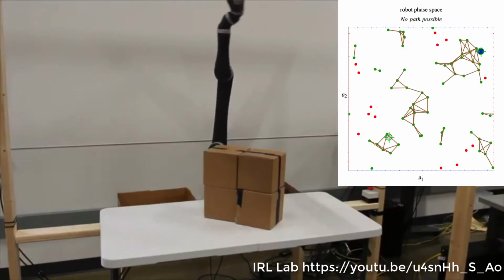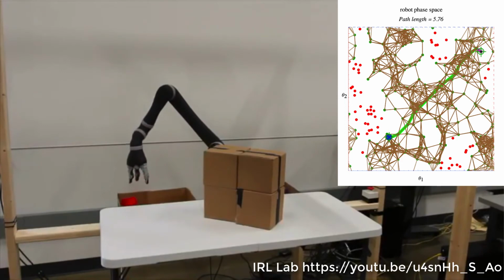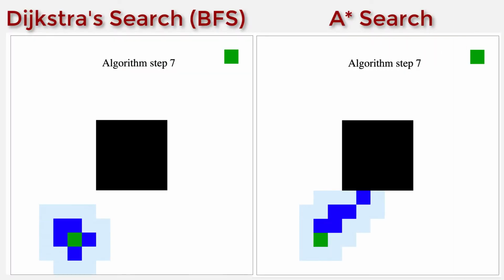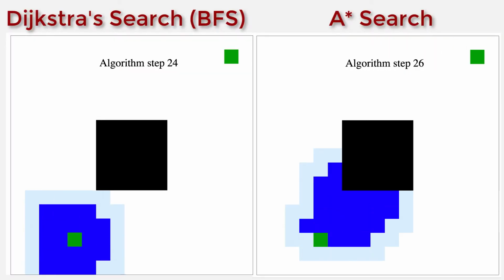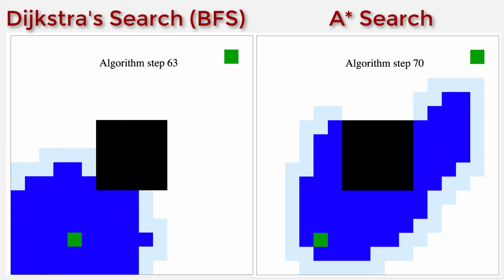You can see here as I add points that the total path length does decrease. I mentioned that I used A-star search instead of BFS, breadth first search, which is also known as Dijkstra's algorithm.